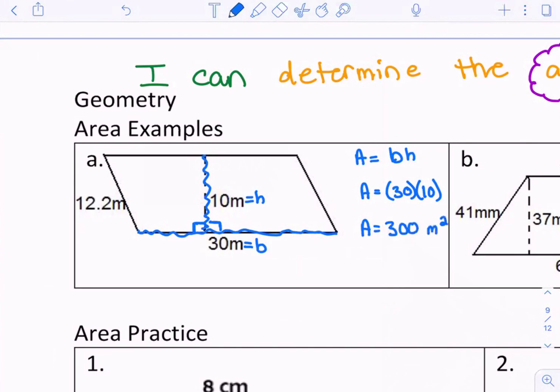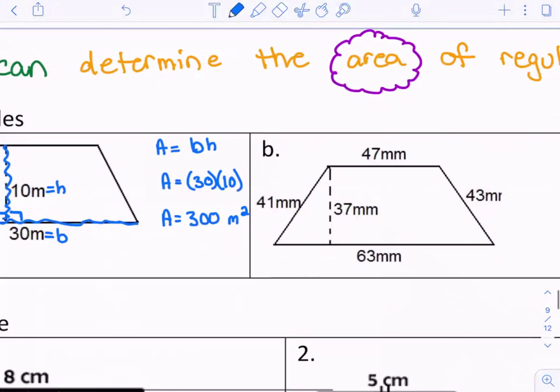That's how many. All of our area examples are always going to be squared units. Yep, because it's talking about how many unit squares fit inside the shape.